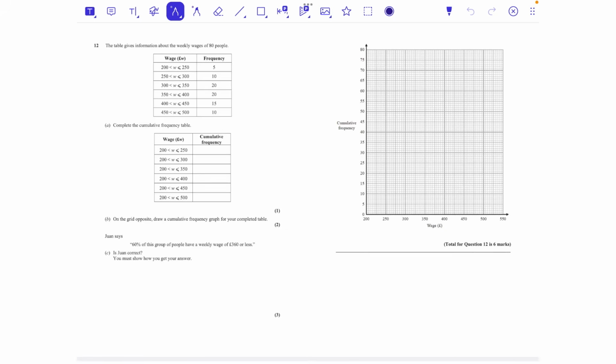to 20. Question number 12, and we have a cumulative frequency graph. So the table gives information about the weekly wages of 80 people. So we've got our 80 people here, and the frequencies are shown. Complete the cumulative frequency table. So if something accumulates, it builds up.